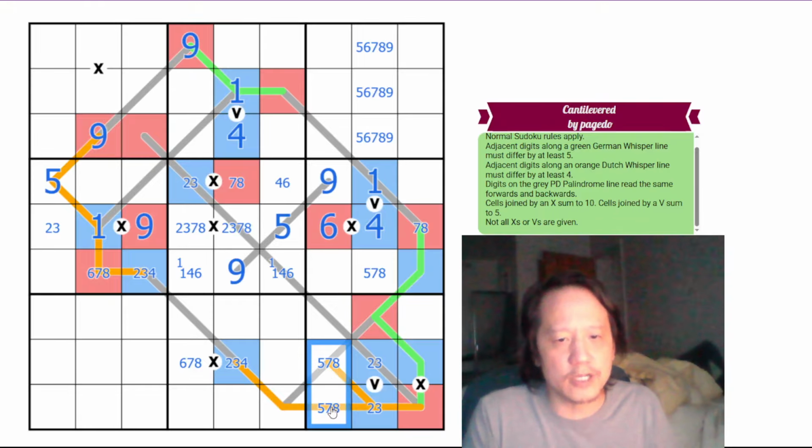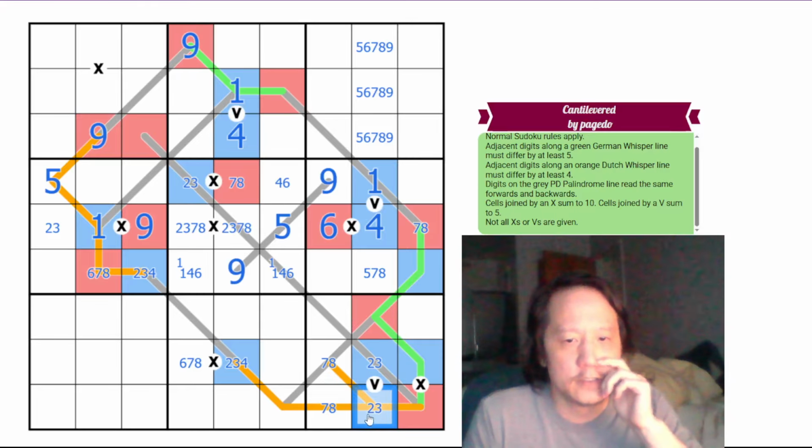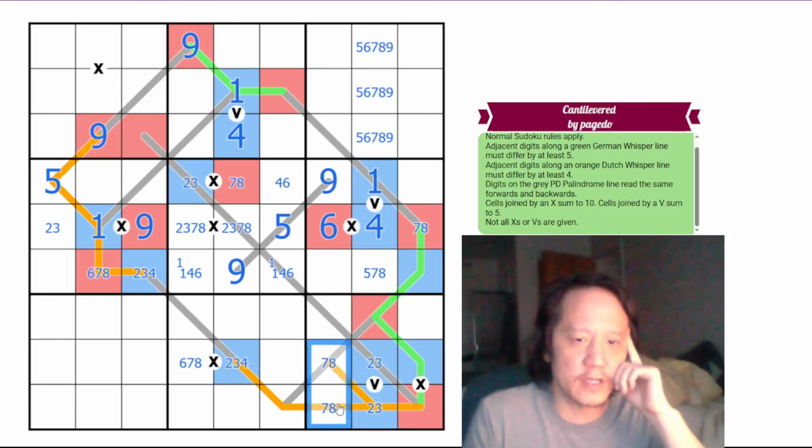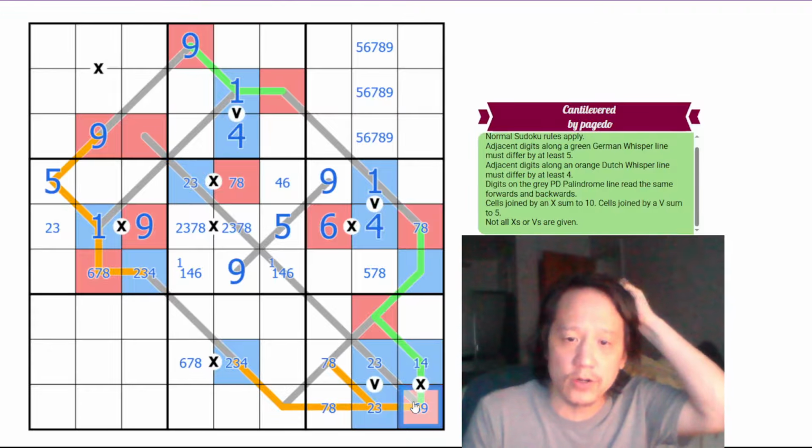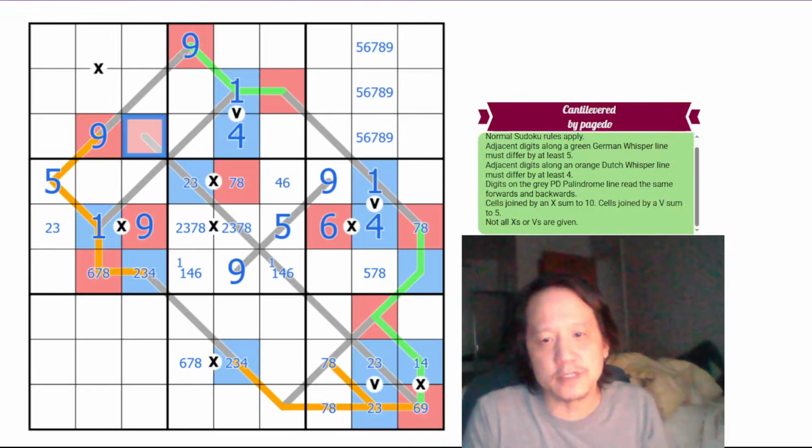2 or 3 cannot be next to 5 on a whisper 4 line. So this is 7 and 8 as a pair. This must be either 6, 4, or 9, 1. We're not sure which. And this cannot be 9 here. So this has to be 6 here.